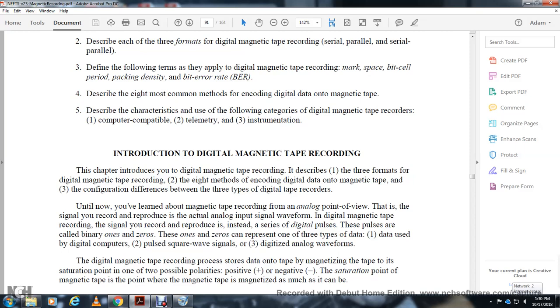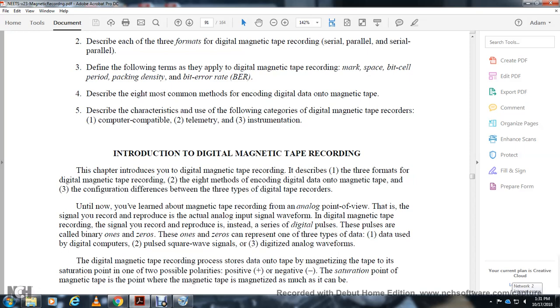Digital tape recorders. Unlike the analog magnetic tape recorder, which records the actual analog input signal wave, the digital magnetic tape recorder records digital pulses instead of the signal. The pulses are called binary ones and zeros. The ones and zeros can represent one of three types of data: digital pulse, square wave signals, and digitized analog waveform.